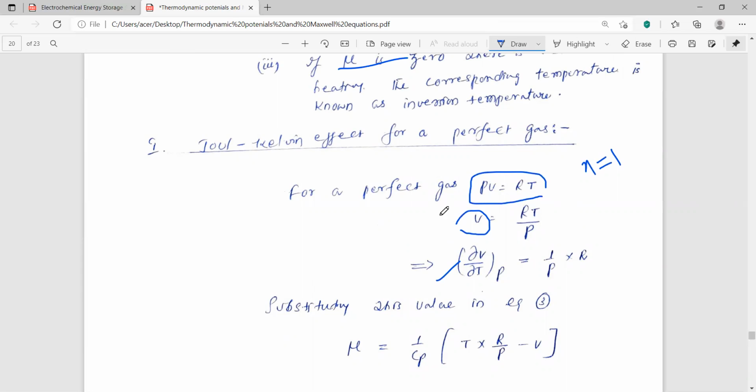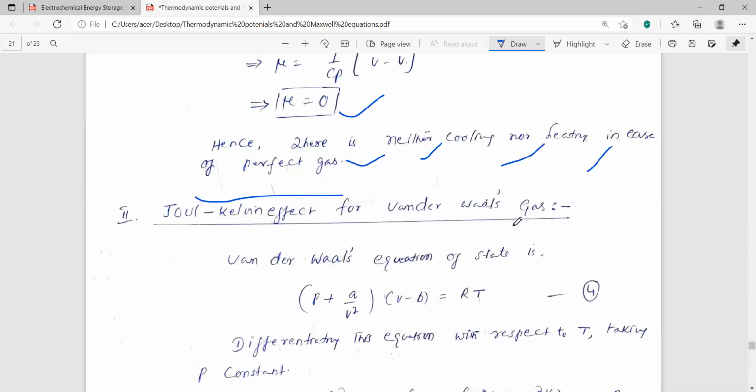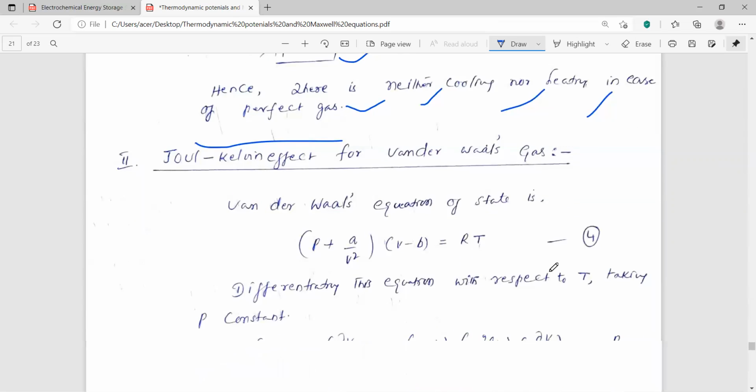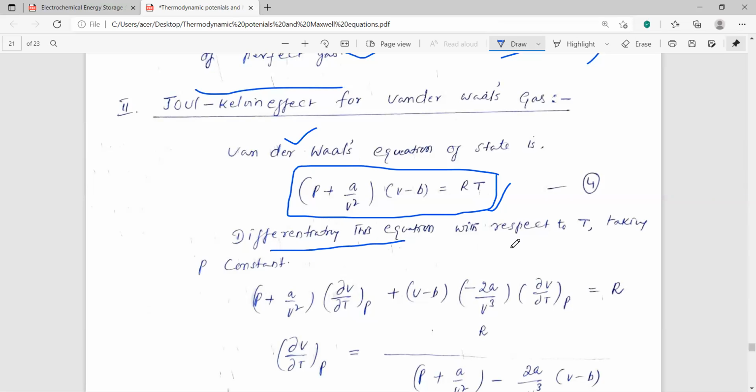Okay, so now if you go for a van der Waals gas, what will happen? The Joule Kelvin effect for a van der Waals gas. You know the equation of a van der Waals gas: (P plus a by V square) times (V minus b) equal to RT. You should remember this equation. This is the van der Waals equation. Differentiating this equation with respect to T, taking P as a constant. Why?